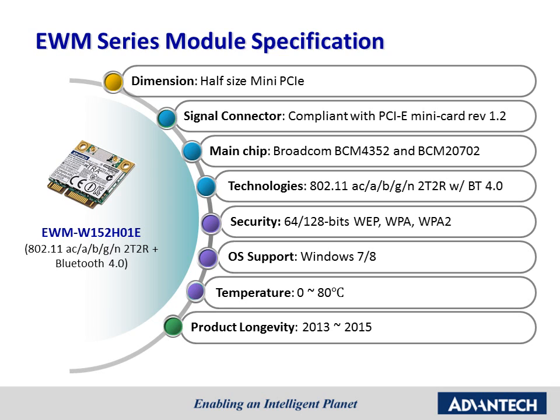The EWM-W152H01E is a Wi-Fi module that can be used if the application requires Wi-Fi and Bluetooth. It supports the latest 802.11 AC standard, which allows for high throughput for wireless connections on the 5 GHz band. This module also supports Bluetooth 4.0.